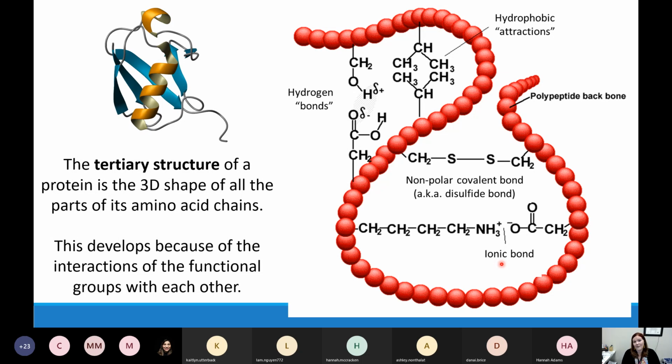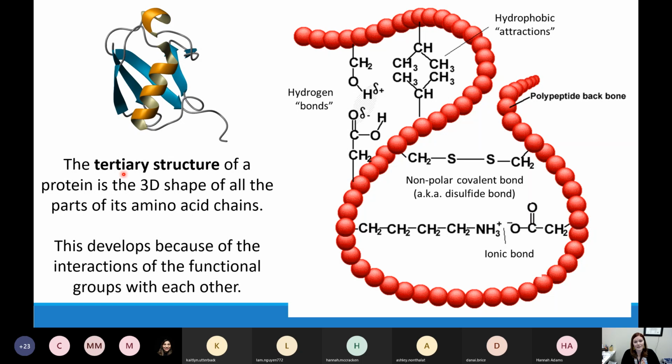So all of these different kinds of interactions, whether it's the hydrogen bonds, the hydrophobic attractions, the disulfide bonds or ionic bonds, all of these things that make my protein fold into its 3D shape, this is that stuff that we call the tertiary structure. So the 3D shape of a protein comes from those functional groups, or the personality types, of my amino acids interacting with each other.